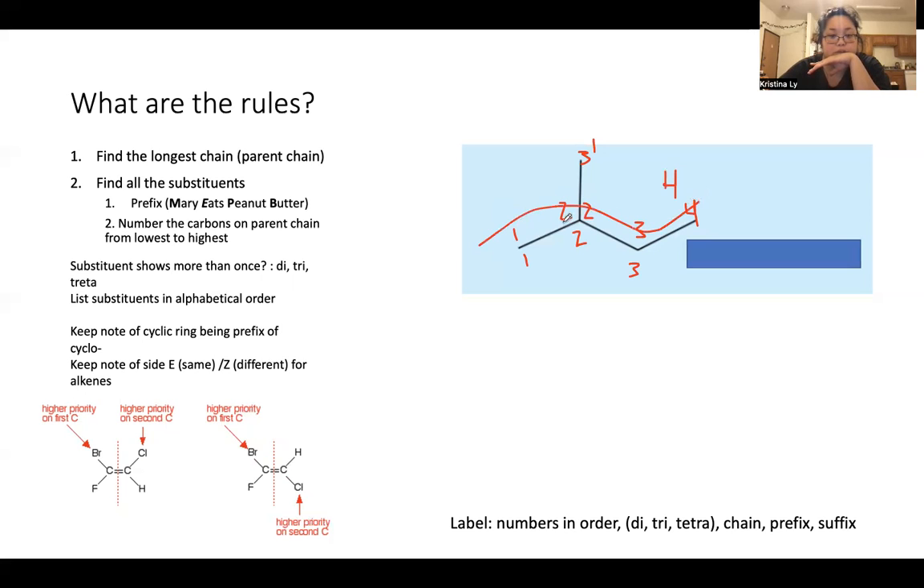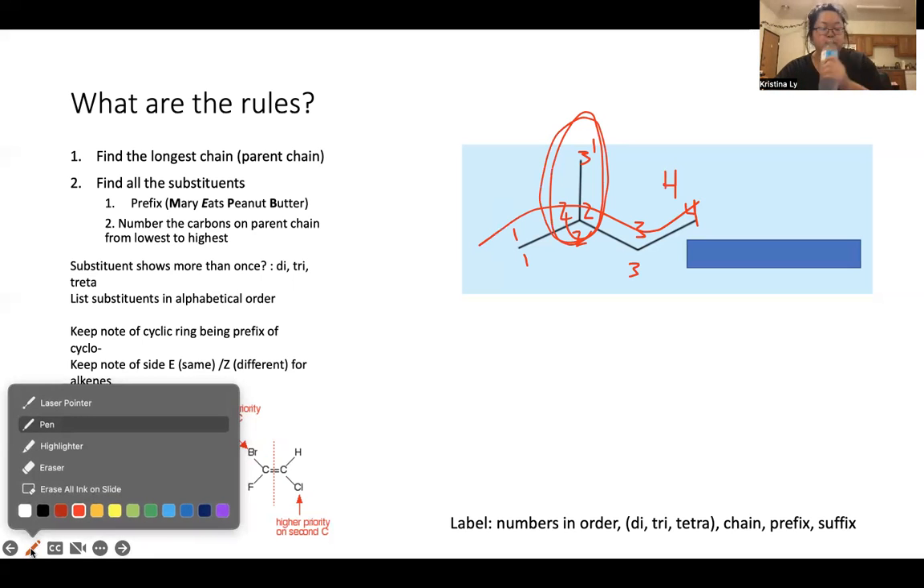And also, we have to take into account that this is a substituent. I'm just going to call it substitute because I spent 5 tries trying to pronounce it, and we're not recording this again.